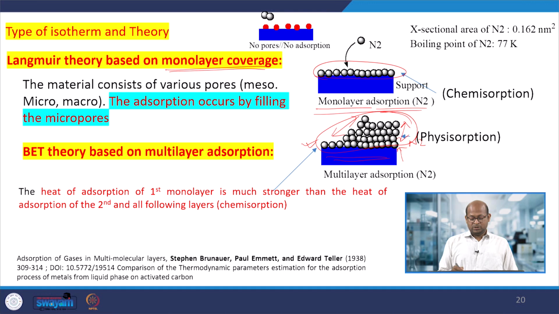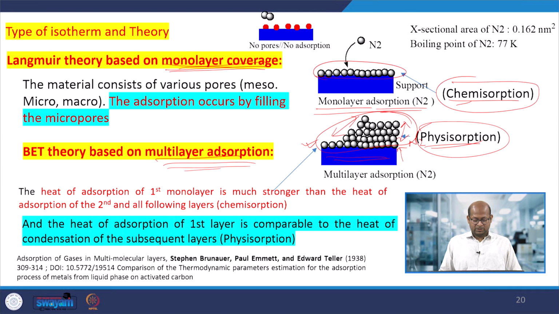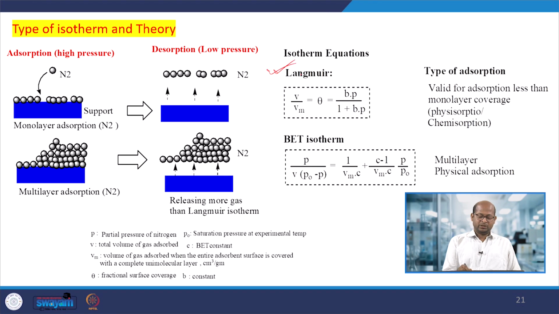Here this is physisorption, and the Langmuir theory is based on chemisorption, and the BET theory is physisorption and multi-layer adsorption. This is monolayer adsorption and this is multi-layer adsorption. Based on both, the theories were developed. So in the case of the Langmuir isotherm or Langmuir's theory, this equation was developed.